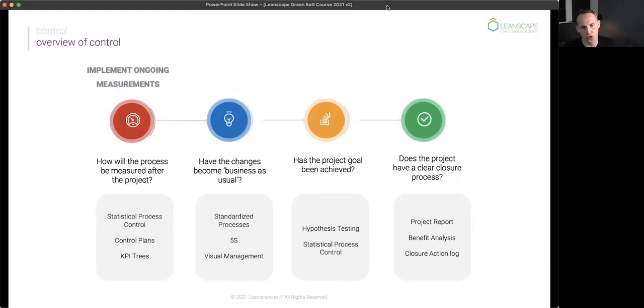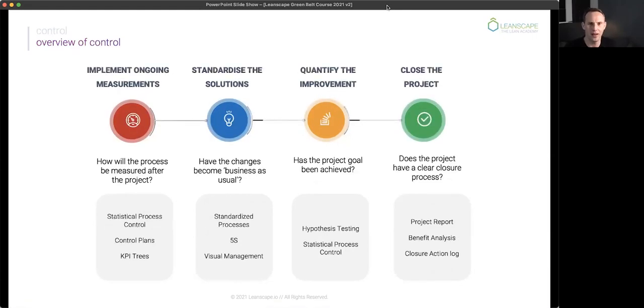And lastly, control. So how do we implement stuff to make sure that the process will be continually measured after the project's finished, so we know whether it's going according to plan or not? How do we standardize those solutions? So how do we make it become BAU, business as usual? And what do we need to do? And then really importantly, how do we quantify the improvement? Once again, really important to go back to that baseline within the measure. Have we actually seen an improvement and how can we validate it?